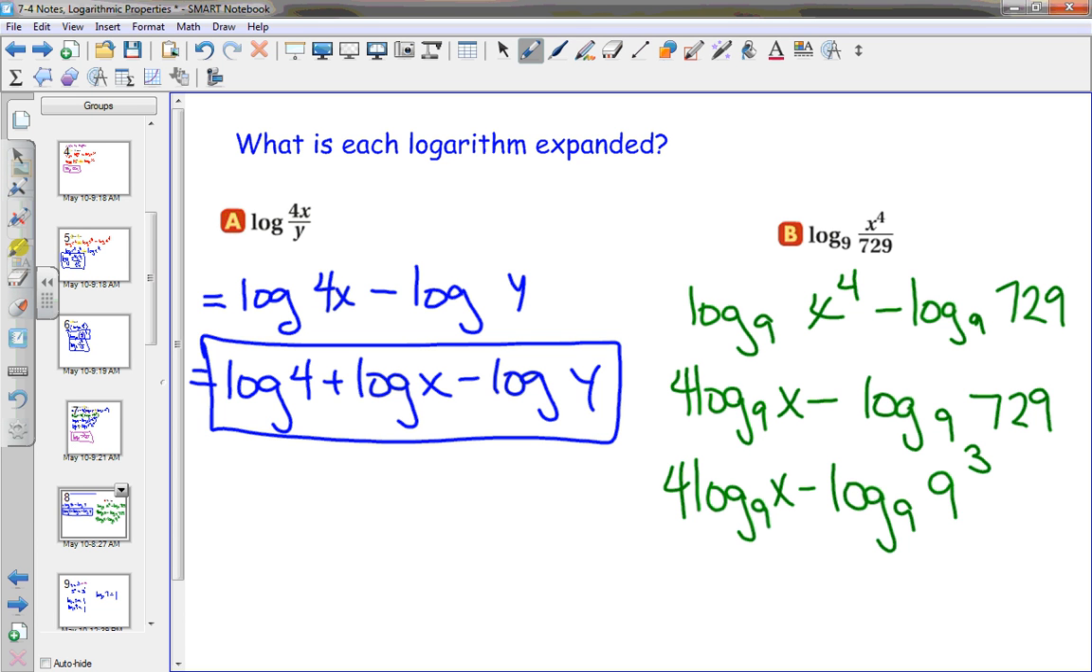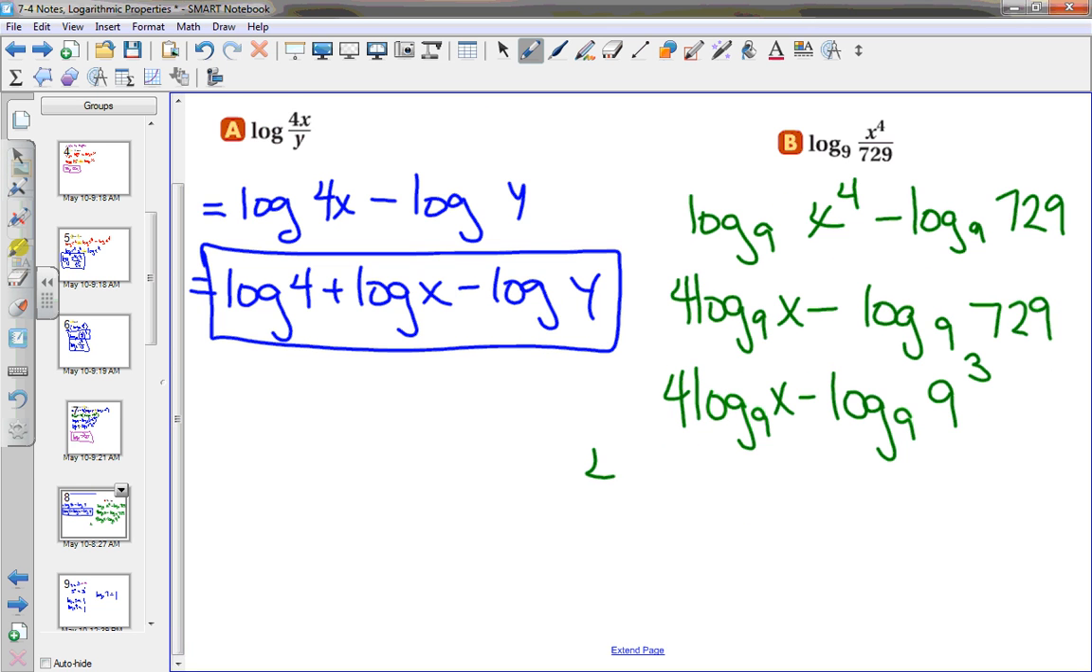Okay? So now my question to you is what do I do with that power of 3? Put it in front of the log. Put it in front of the log of what? In front of the lovely little subtraction.